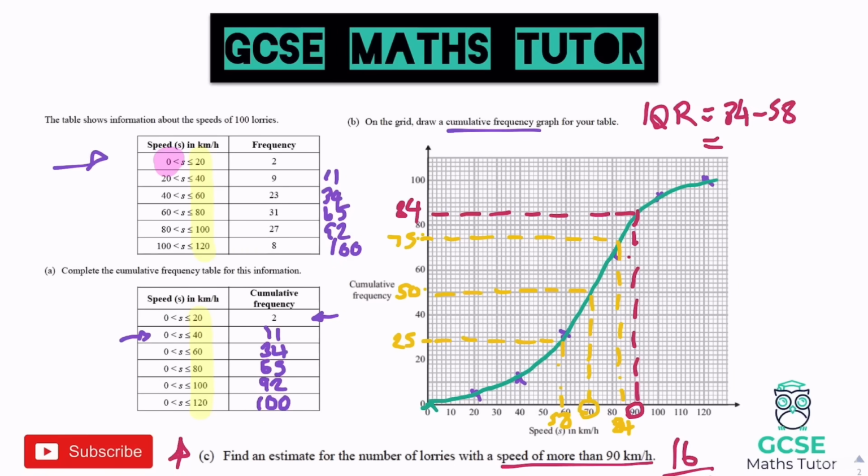What does that come out as? 26. There you go, so my interquartile range would be 26. My median down there was 70, but obviously this question was asking for the estimate there. But there are lots of things that you can find from a cumulative frequency graph.